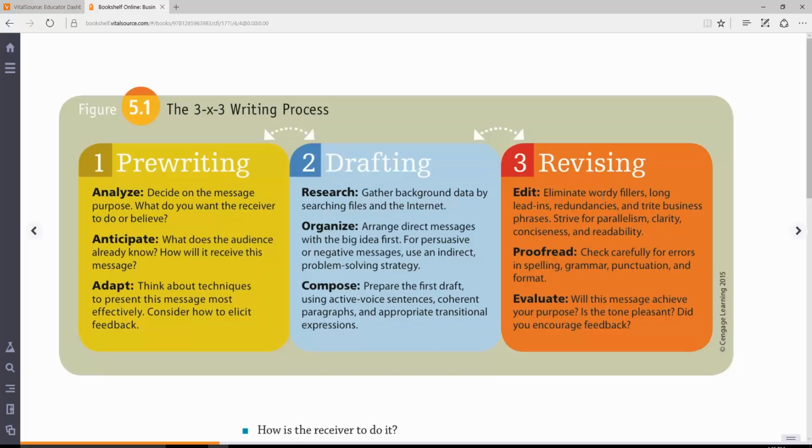Edit, eliminate wordy fillers, long lead-ins, redundancies, and trite business phrases. Strive for parallelism, clarity, conciseness, and readability. Proofread, check carefully for errors in spelling, grammar, punctuation, and format. Then evaluate. Will this message achieve your purpose? Is the tone pleasant, and did you encourage feedback?